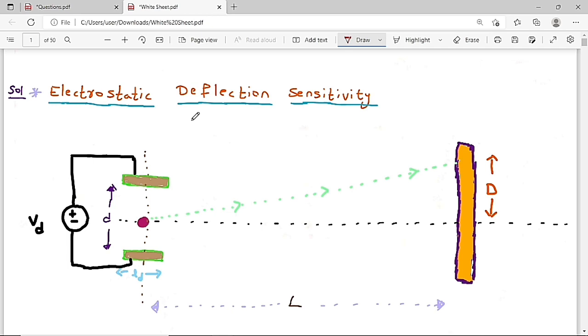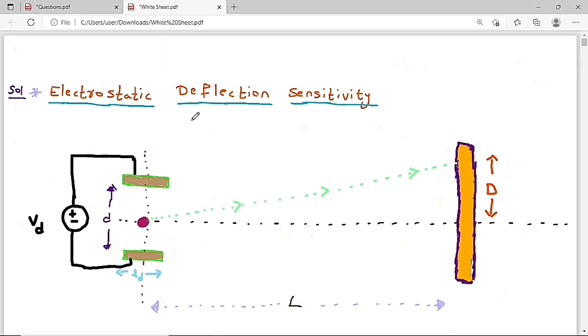So today I have some problem with my nose, so please listen carefully. So we can say electrostatic deflection sensitivity. You can see clearly here. This is deflection plate 1, deflection plate 2. The distance between these two deflection plates is small d. Now L is the length of these deflection plates. This is basically the fluorescent screen.